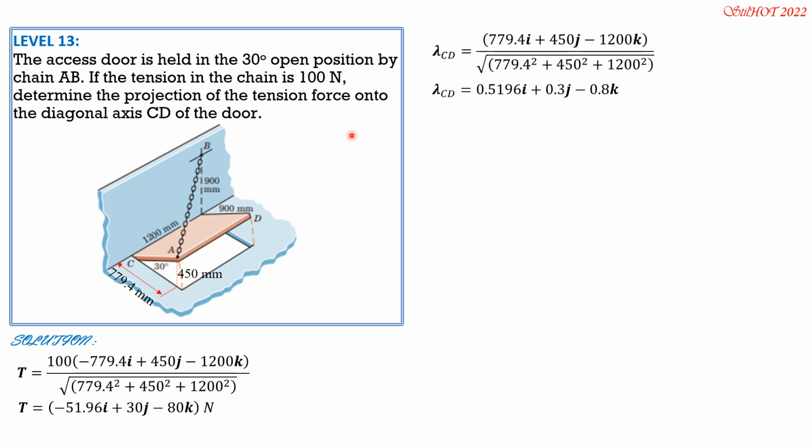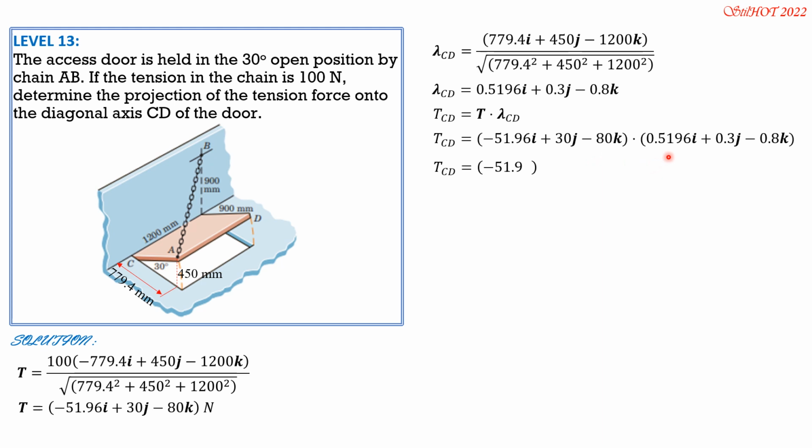So the component of the force along diagonal CD is obtained by dotting this tension force in vector form with that lambda CD. So T_CD is the quantity -51.96i + 30j - 80k dot the quantity 0.5196i + 0.3j - 0.8k. So it is -51.96 times 0.5196 plus 30 times 0.3 plus -80 times -0.8. Using your calculator there, 46 newtons.